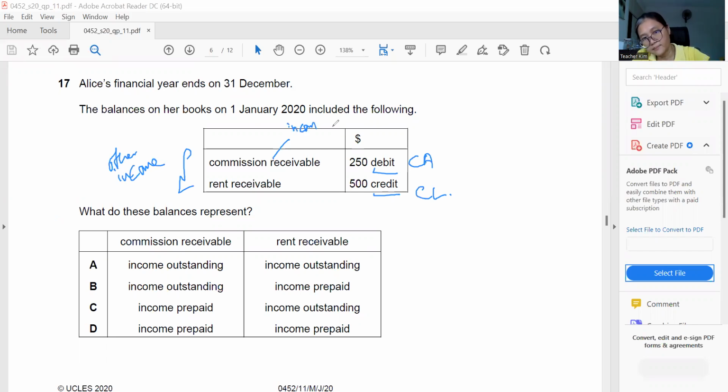Income accrued. This is the credit side, a liability. This is the income prepaid. Income prepaid is a liability. So here commission received, income accrued, which is outstanding. And then this one is a prepaid. So the answer should be B. Okay, let's move on.